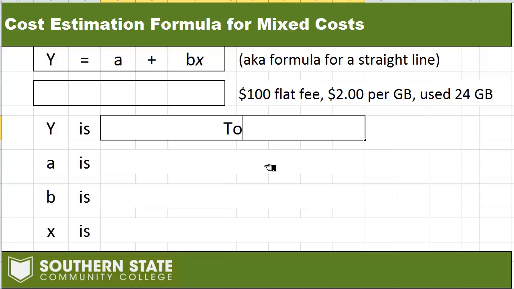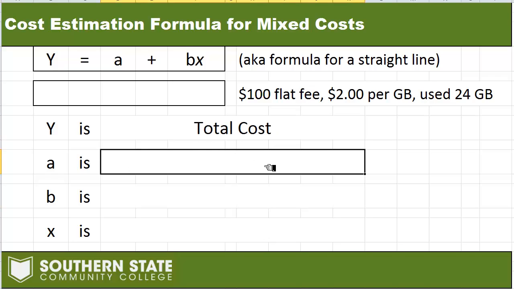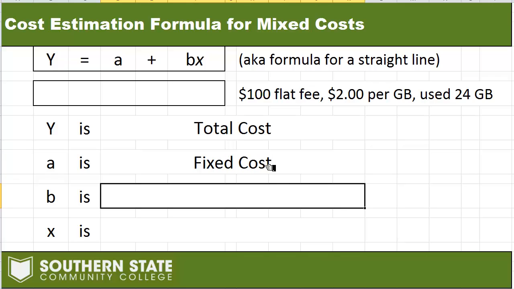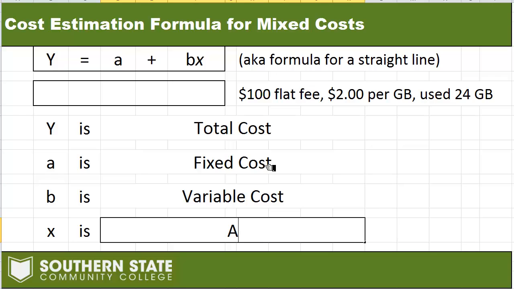Y is going to represent our total cost. A in our formula is going to represent the fixed cost. B is going to represent the variable cost, and then X is going to represent the level of activity.